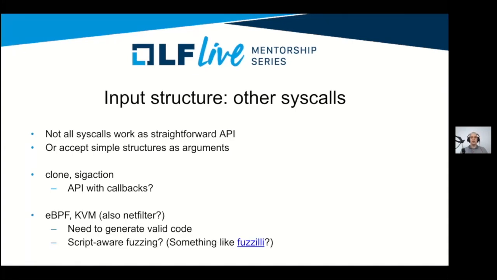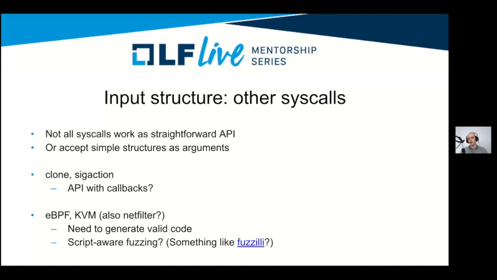And there are also two or maybe more examples that are kind of different. The two examples I have here are BPF and KVM. The difference with those is that instead of just accepting static structures, they actually accept code that consists of instructions. The problem is that whenever you generate that code as a sequence of valid instructions, even though the instructions are valid, the code might still not be valid in general. So for example, if you try generating just random sequences of BPF instructions, the BPF verifier is going to reject them in most cases.